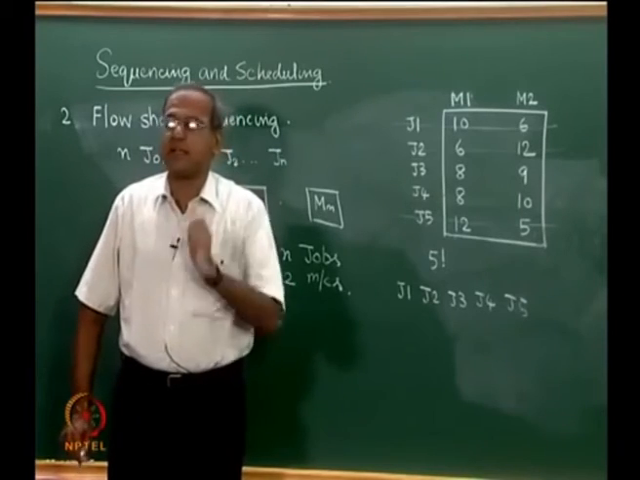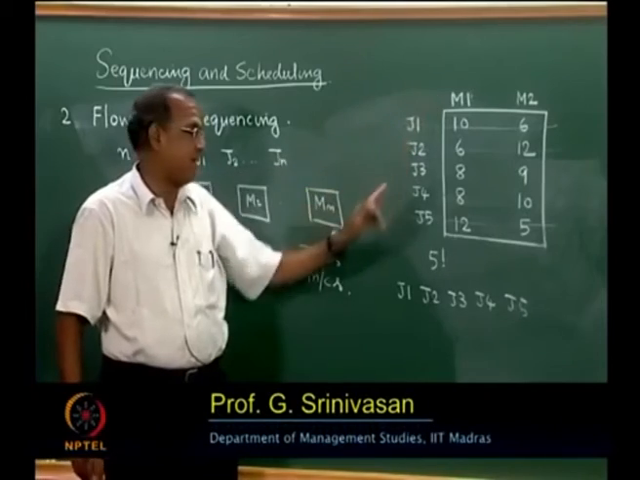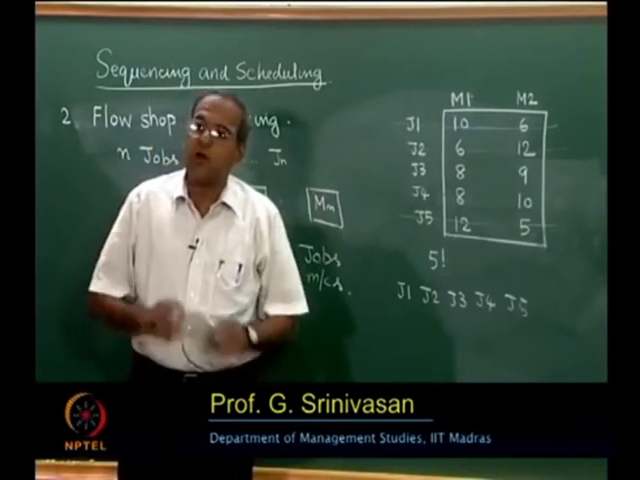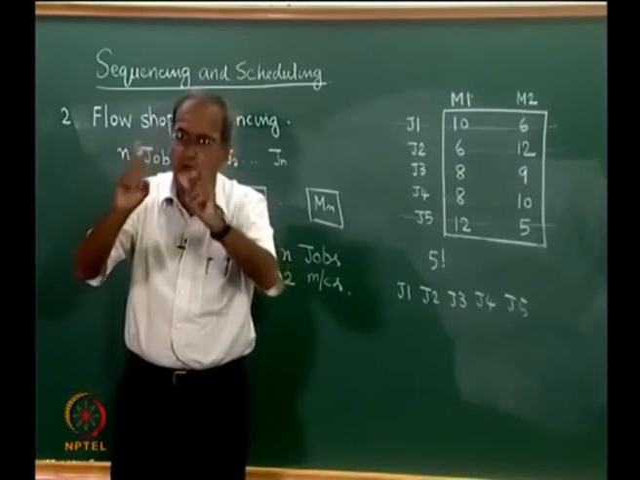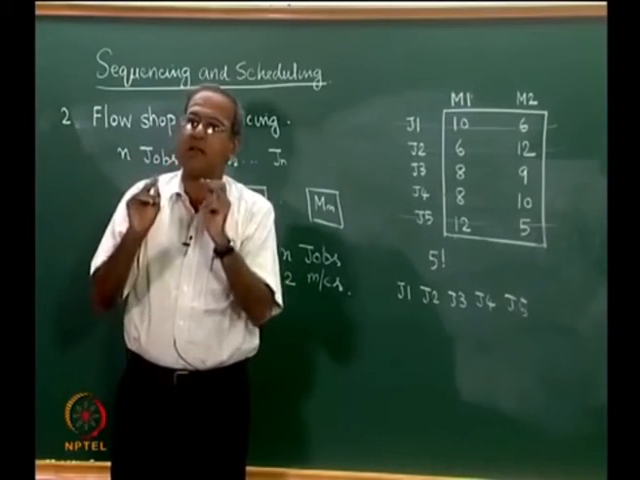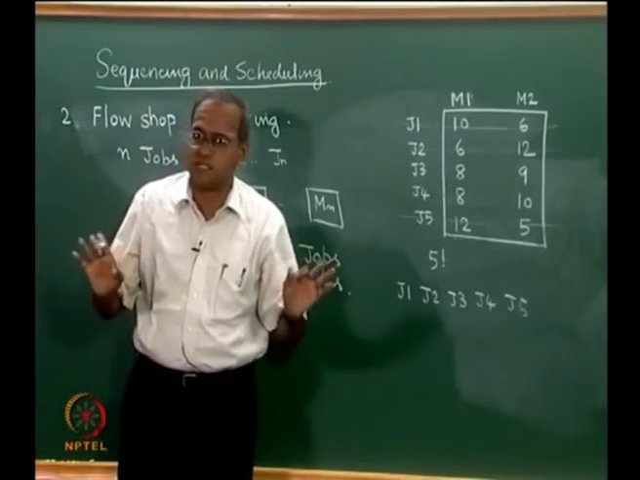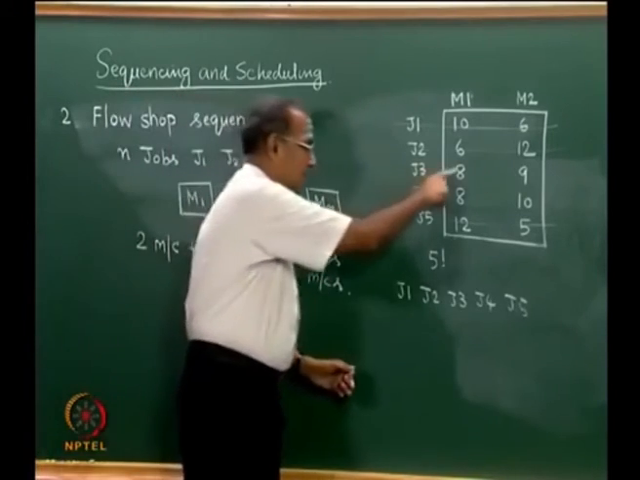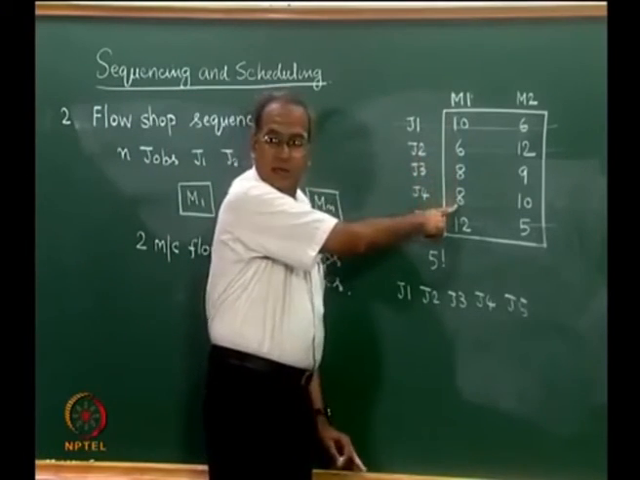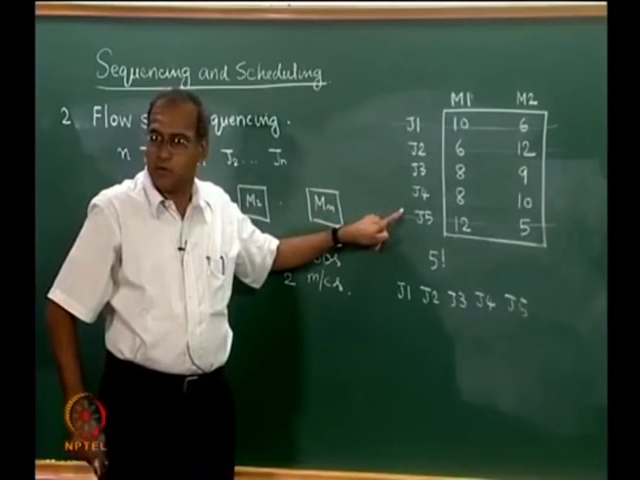Now here there is a tie, whether we take this J3 on M1 or whether we take J4 on M1. As long as the smallest number happens to be on two different machines, there are only two machines, there is no tie, the sequence is not affected. But if there is a tie like this, when the smallest number happens to be on M1, we could either take J3 or take J4.